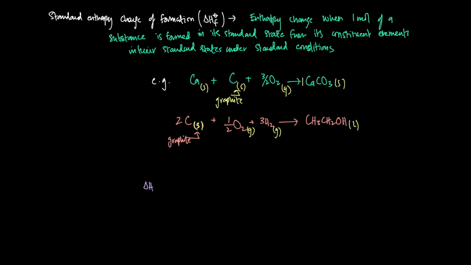Just a few notes here. The delta H of formation is usually exothermic. Sometimes it can be endothermic as well. Most compounds form exothermically. It is generally used as a measure of the stability of a compound. The more exothermic the enthalpy of formation, the more stable the product can be said to be.